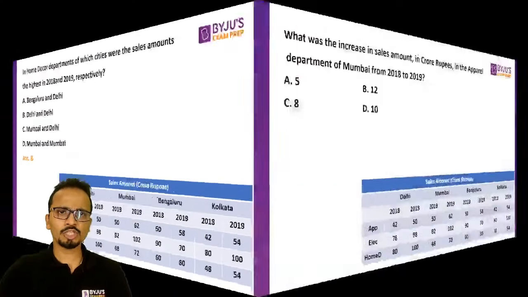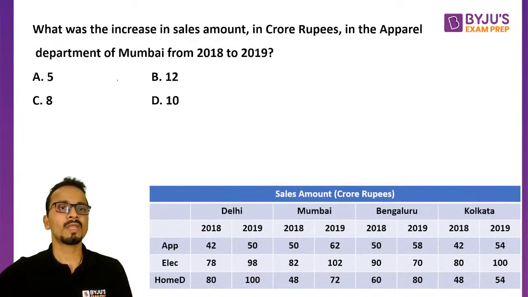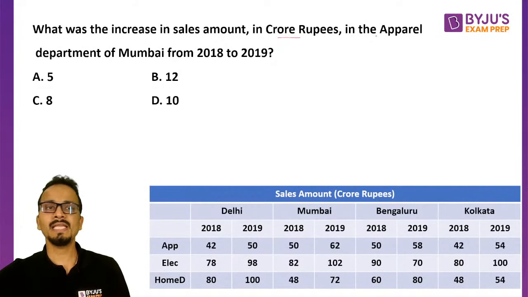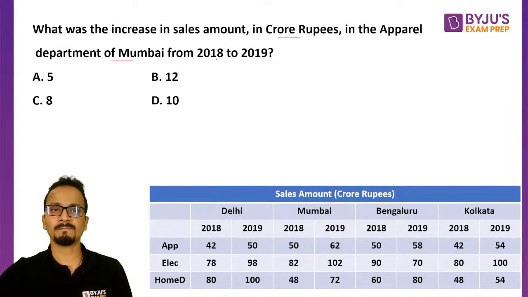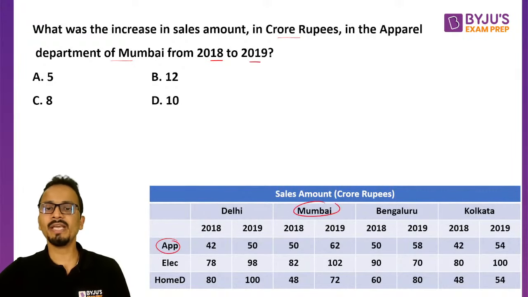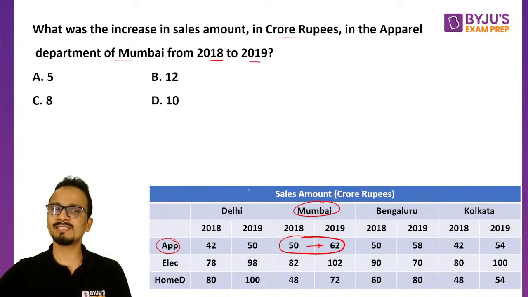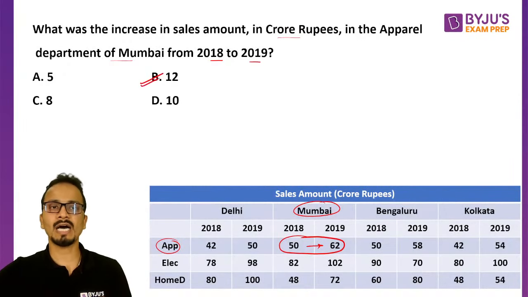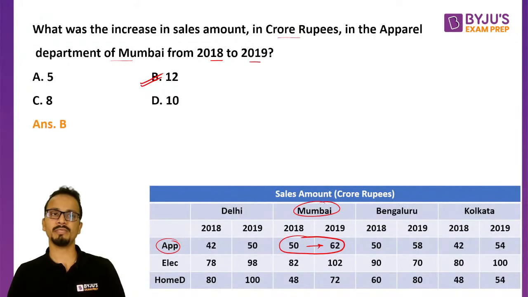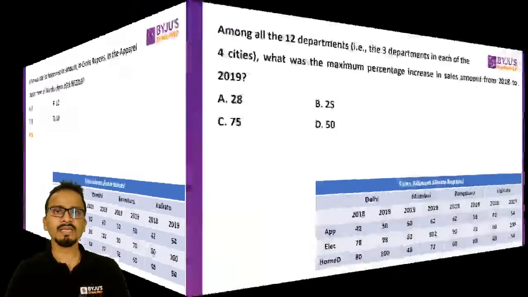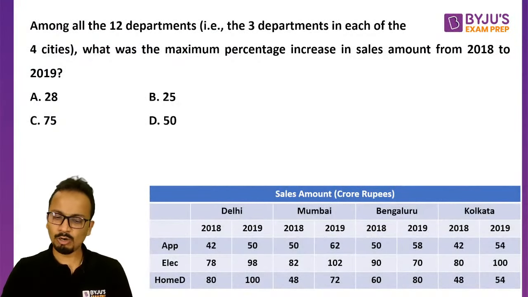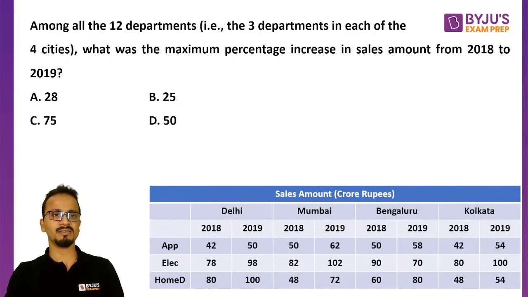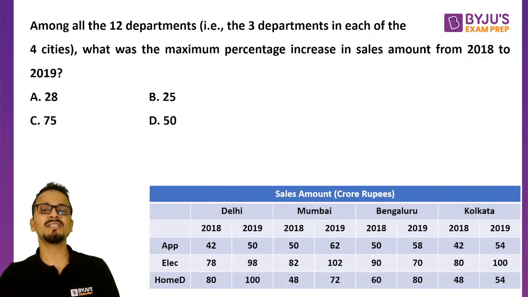Okay, now next question, question number 2 for this set. What was the increase in sales amount in crores in the apparel department for Mumbai 2018 to 2019? So apparel, Mumbai, increase from 2018 to 2019. So increase is simple, 50 to 62. Answer should be 12, that is option B. Right? Next question, question number 3. Now, like I said, if you have made this table, it will be easy for you to mark the answers very quickly.